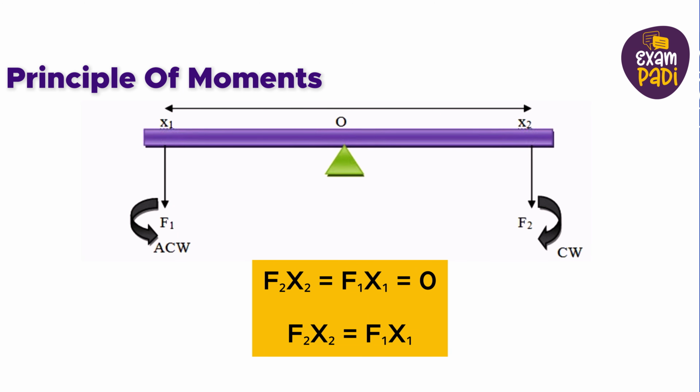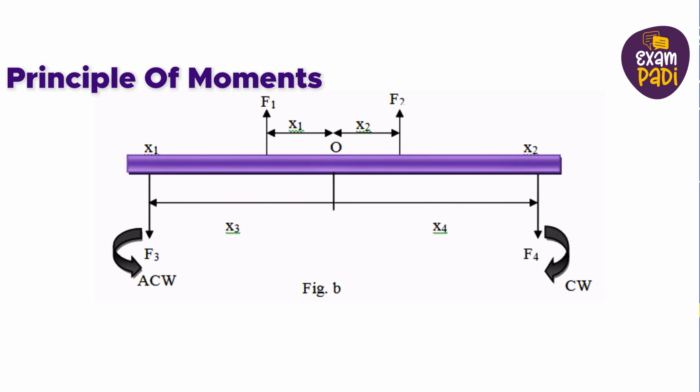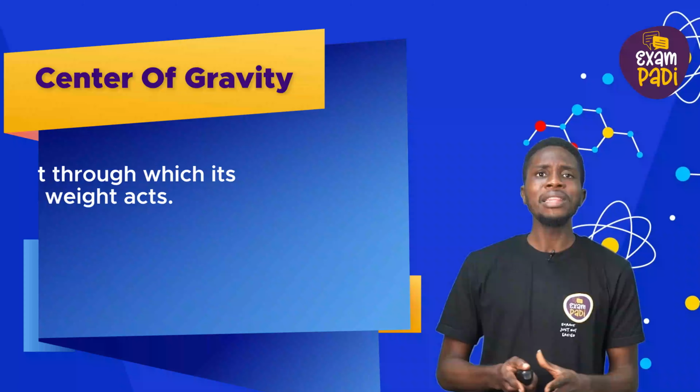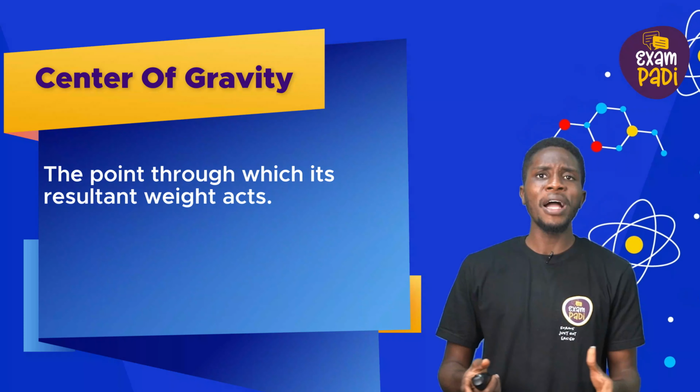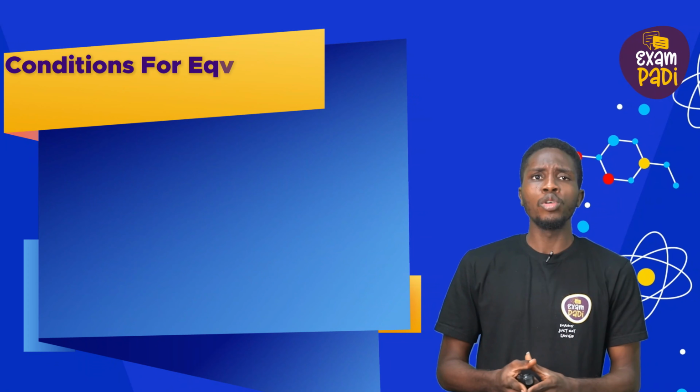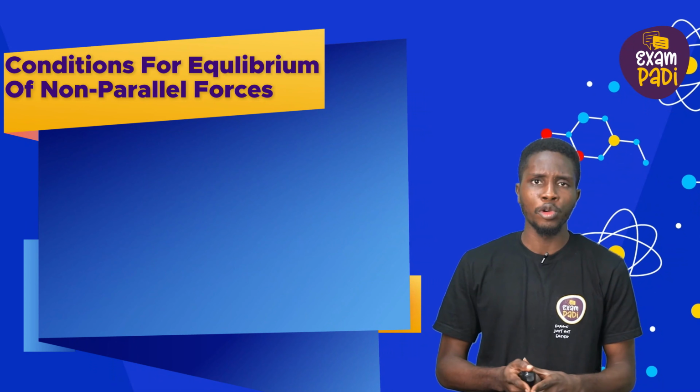F2x2 equals F1x1. In the diagram displayed, taking moments about O, F1x1 minus F2x2 plus F3x3 minus F4x4 equals 0. F1x1 plus F3x3 equals F2x2 plus F4x4. Center of gravity. The center of gravity of a body is defined as the point through which its resultant weight acts. Let's look at the conditions for equilibrium of forces.